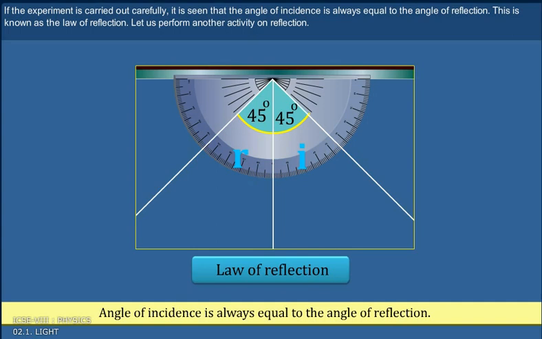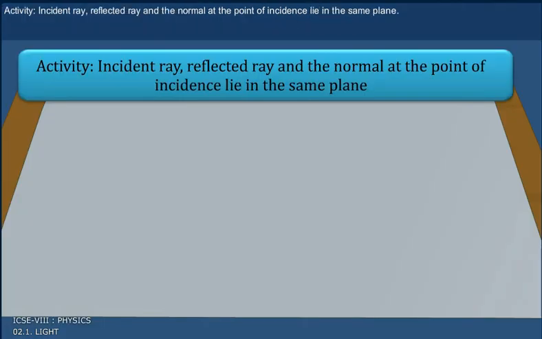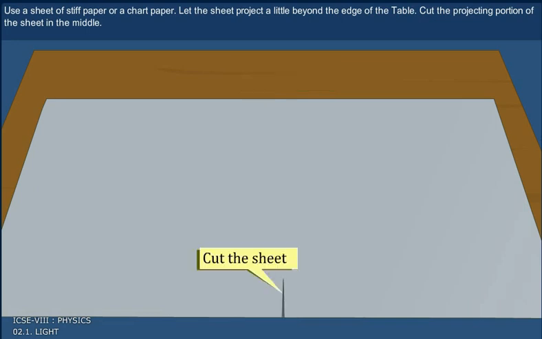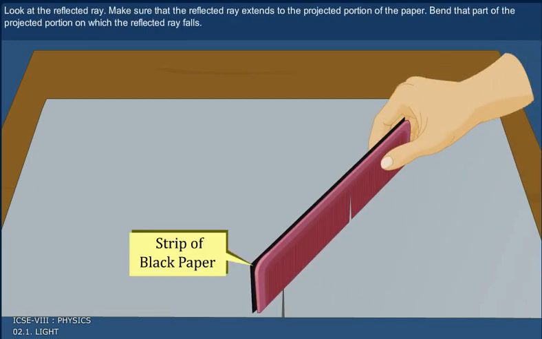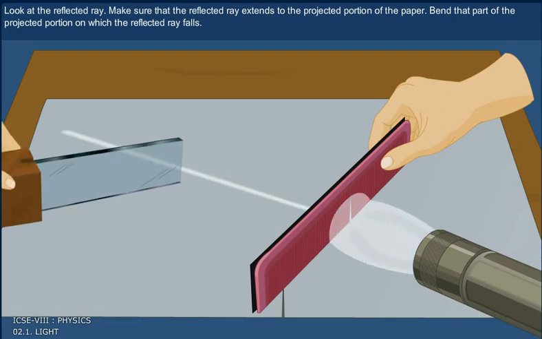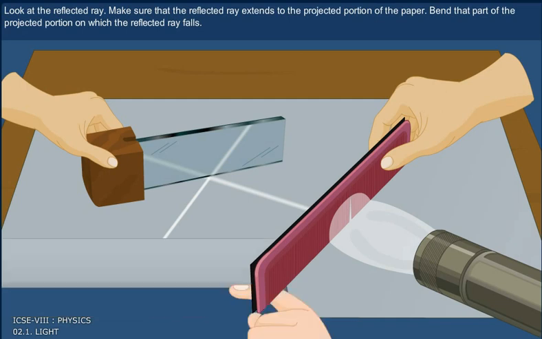Now let us perform another activity on reflection. Activity. Incident ray, reflected ray, and the normal at the point of incidence lie in the same plane. Use a sheet of stiff paper or a chart paper. Let the sheet project a little beyond the edge of the table. Cut the projecting portion of the sheet in the middle. Look at that reflected ray. Make sure that the reflected ray extends to the projected portion of the paper. Now bend that part of the projected portion on which the reflected ray falls.